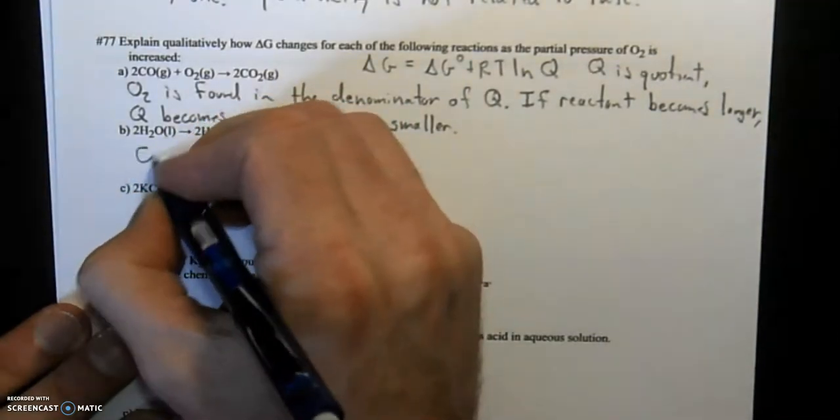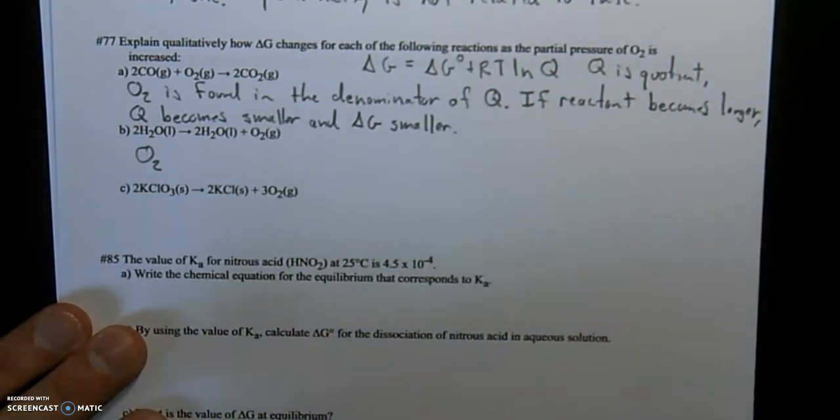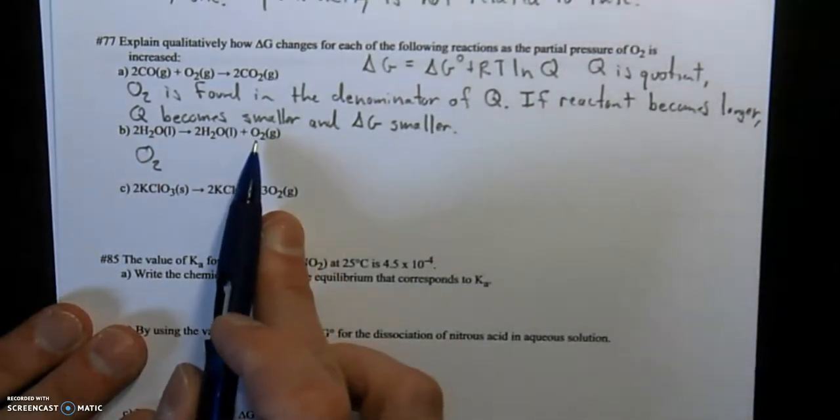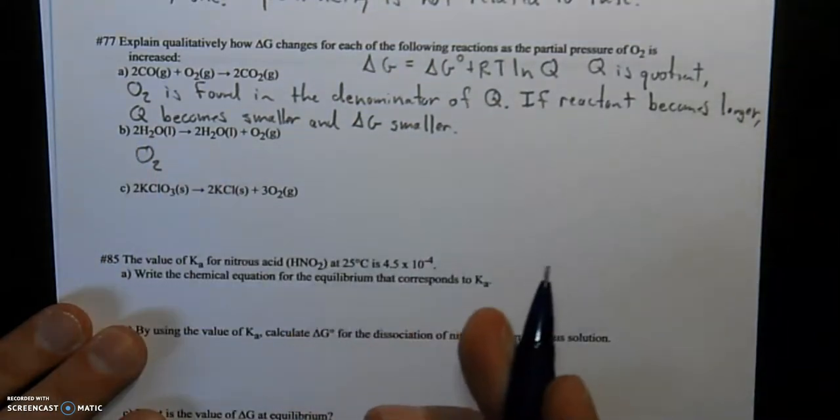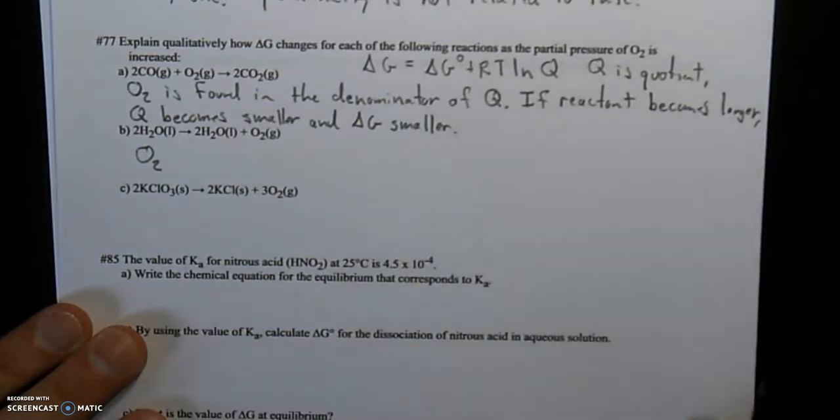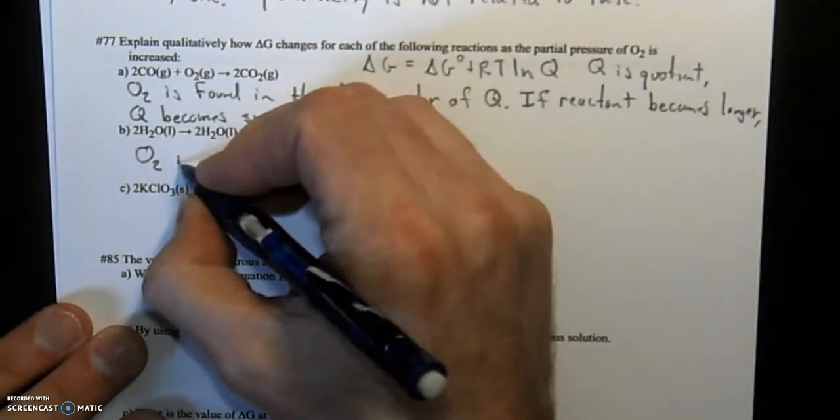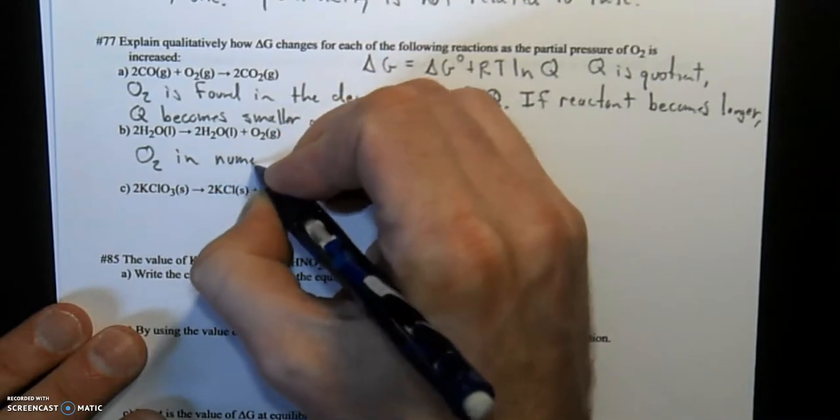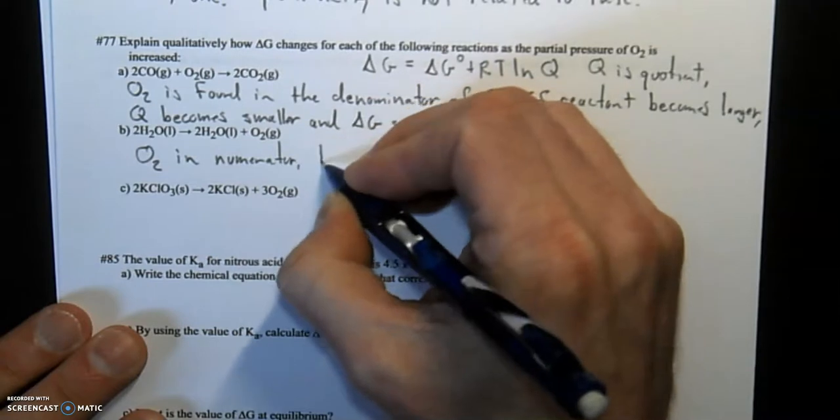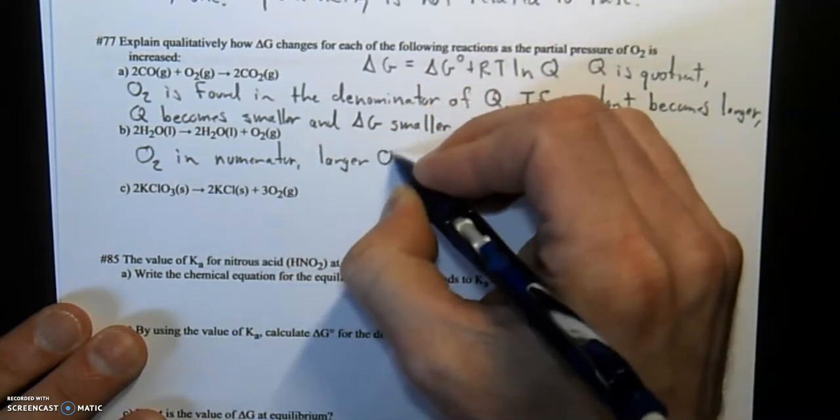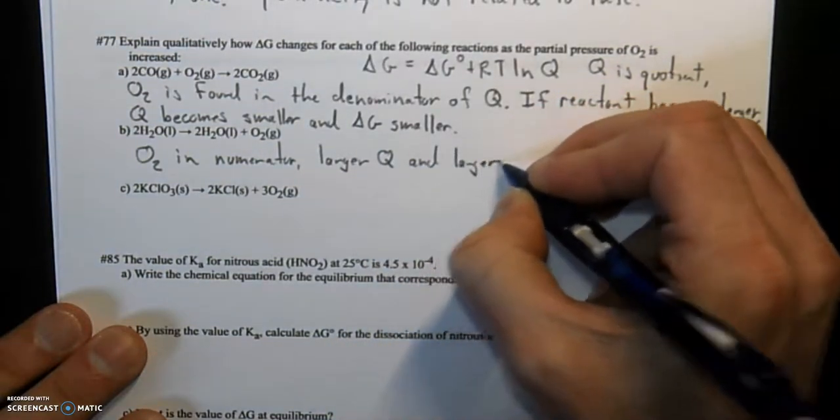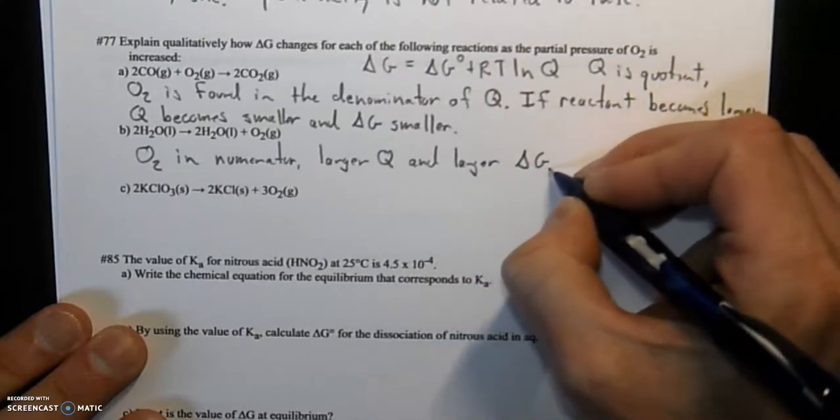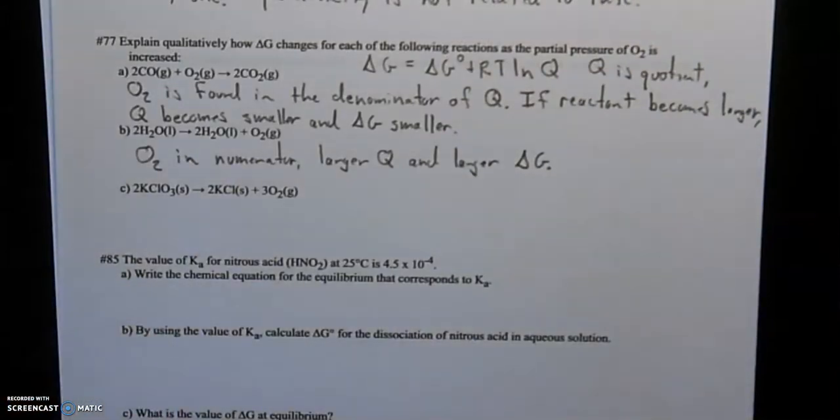All right, same idea. Looking at oxygen in part B, oxygen's a product, so it's going to shift to the reactants as a result of that disturbance. And if we do that, it's going to become less spontaneous, and I would expect delta G to become larger or more positive. I'll just go ahead and write that down. Oxygen is in the numerator, and therefore I get a larger Q, and as a result, a larger delta G. So it is more positive or less negative.